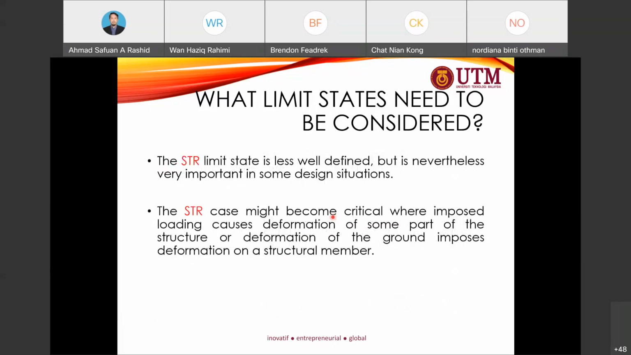The STR limit state is less well defined, but is nevertheless very important in some design situations. The STR case might become critical when imposed loading causes deformation of some part of the structure, or deformation of the ground imposes deformation on the structural member. For example, if we are using any structure, for example pile, we need to include the STR in the limit state approach.